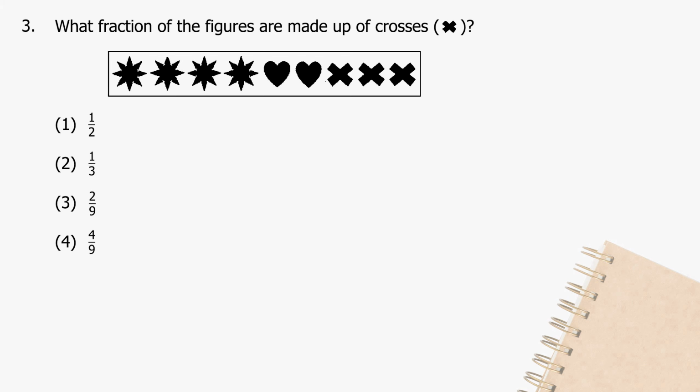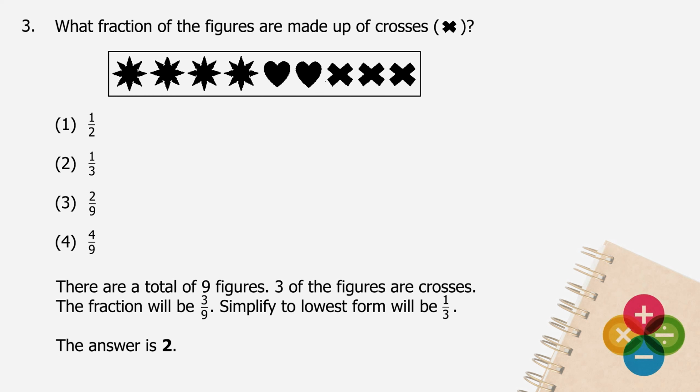Question 3. What fraction of the figures are made up of crosses? There are a total of 9 figures. 3 of the figures are crosses. The fraction will be 3/9. Simplify to lowest form will be 1/3. The answer is 2.